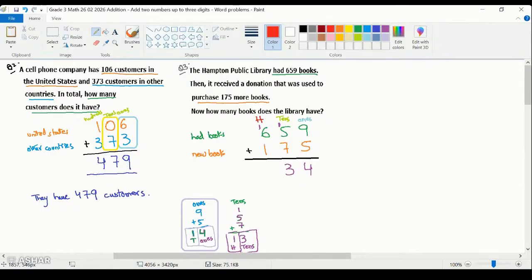How many hundreds are there? Let's see. There was now 100 plus 6 plus 1. 1 plus 6 is 7. 7 plus 1 is 8. So we can say we have 8 hundreds.